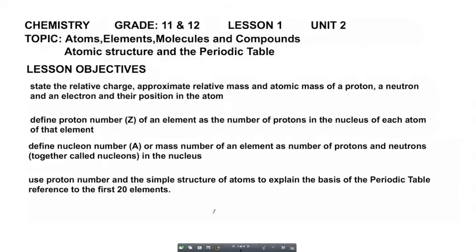Clemency Kopo. The subject is physical science. We are going to look at the topic atoms, elements, molecules, and compounds. However, my focus is going to be on the atomic structure and the periodic table. Before we go into detail, I really want us to look at the objectives of the lesson for today.